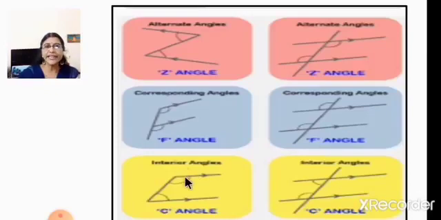Same way, you can see a C shape here. C shape stands for interior angles. So you can see these two are interior angles. Same way these two are interior angles. So this way you can remember.